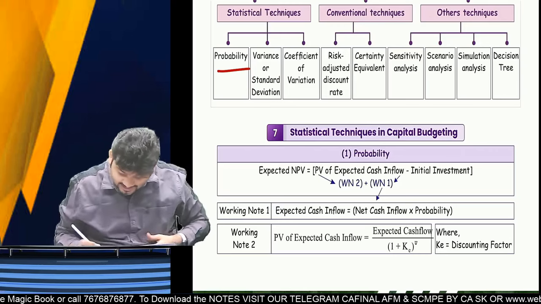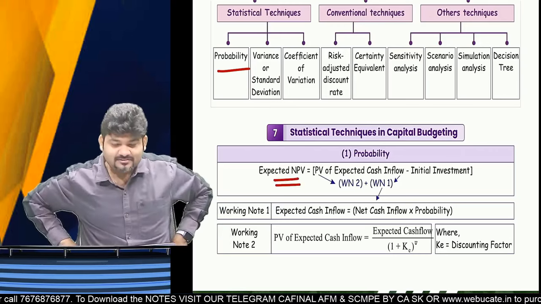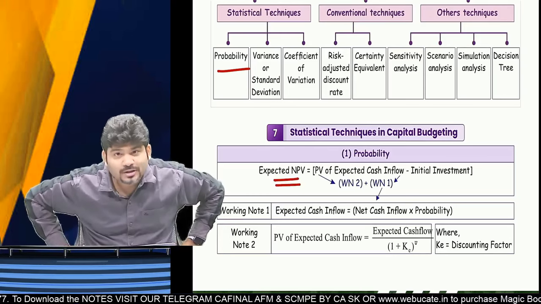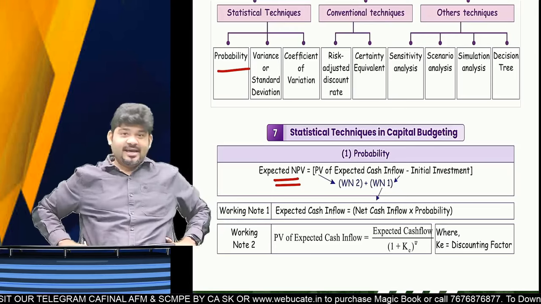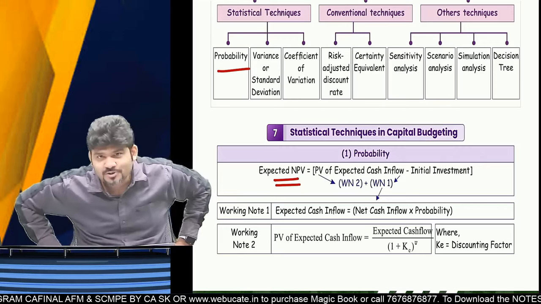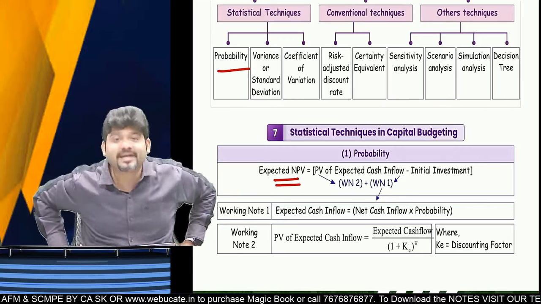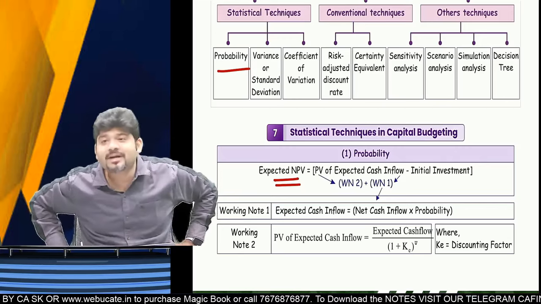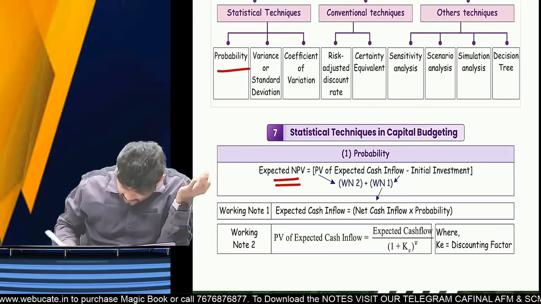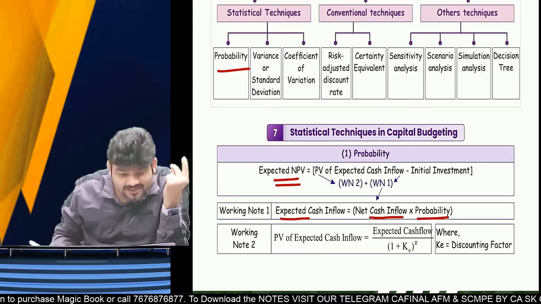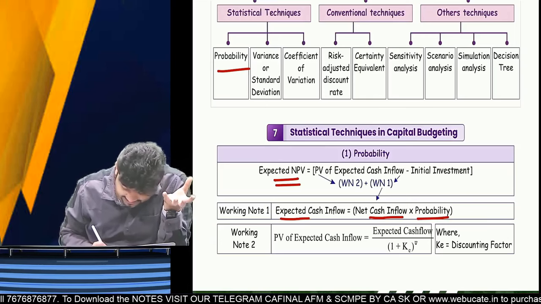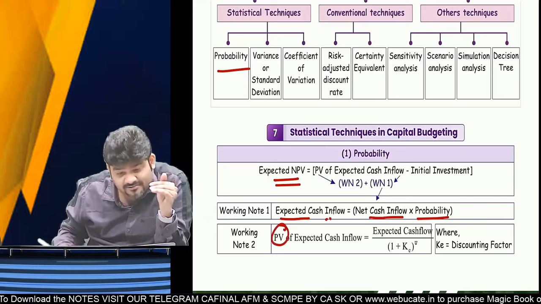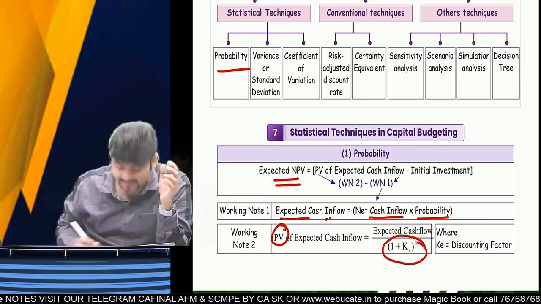So here, the expected net present value is what we have to calculate. Whenever the word probability comes, always use the word expected. Do you remember? Average return and expected return in portfolio management. Same way here. So far we were just saying NPV. Now we are saying expected NPV. Why? Because the cash inflows are going to be multiplied by the probability. So see here how it is going to work out. Expected cash flow is cash inflow into probability. This will give us an expected cash flow. And then we will calculate the present value of expected cash flow after dividing it with the discounting factor. So this is based on probability.